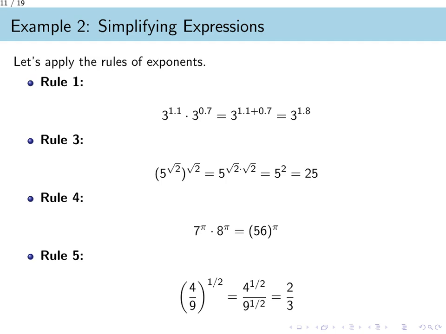The rules also apply when the bases are different, but the exponents are the same, such as 7 to the power of pi times 8 to the power of pi, which becomes the quantity 7 times 8, or 56, all to the power of pi. The key idea is that these rules allow us to systematically simplify expressions involving any real number exponents.